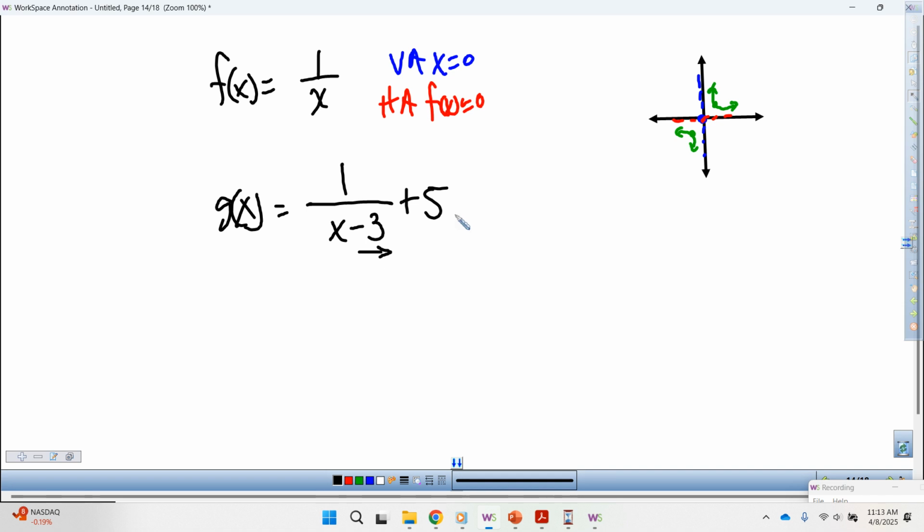To the right, 3 steps. Up 5. So to the right, 3 steps: 1, 2, 3. Up 5: 1, 2, 3, 4, 5. This is our new asymptote over here.